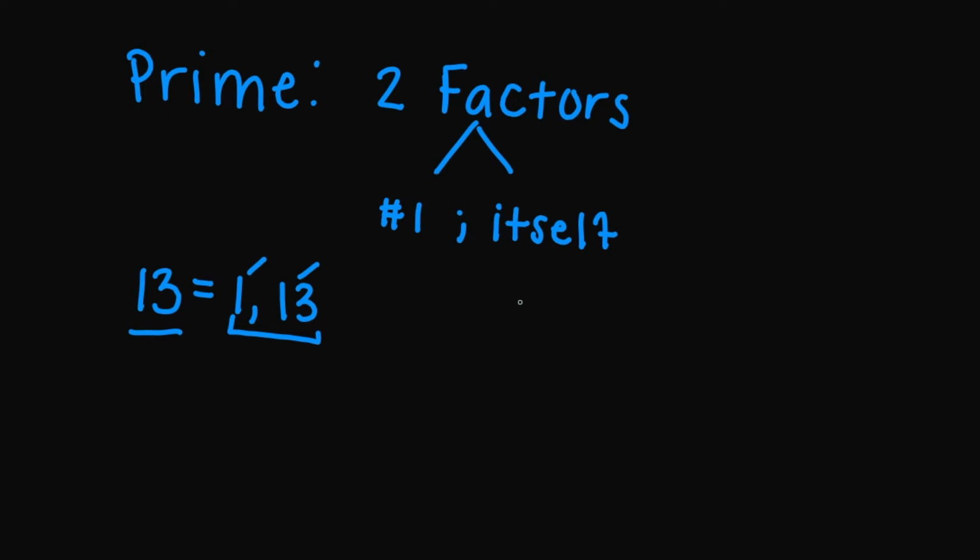What about the number 41? What two numbers when multiplied together will give me the number 41? The only two numbers I can use are 1 times 41. So the number 41 is a prime number because it has two factors, the number 1 and itself.